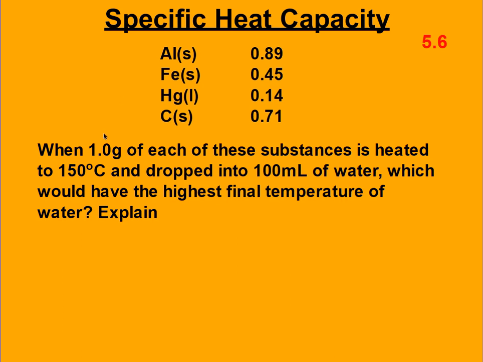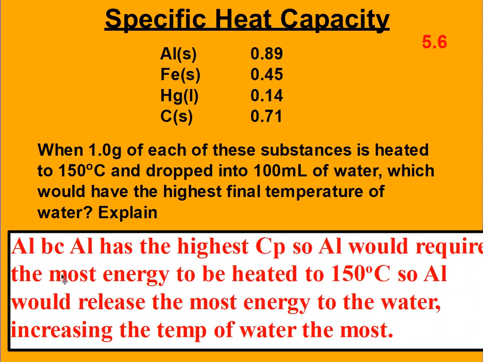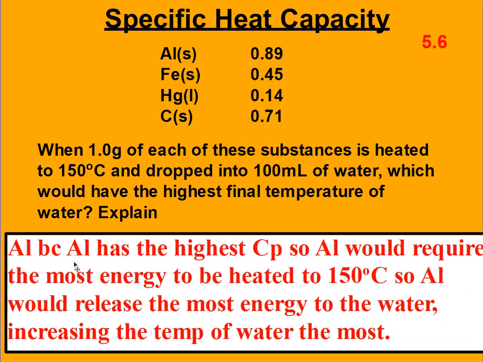So for this problem, we still had 1 gram, but in this case, we heated all of them to the same temperature and then dropped them into water. The substance that absorbs the most energy would release the most energy. So aluminum would require the most energy to reach 150 degrees Celsius. Therefore, it would release the most energy into water when it is placed into the water. Therefore, water would go up the most degrees with aluminum. Mercury would increase the temperature of the water the least because it would absorb the least amount of energy.